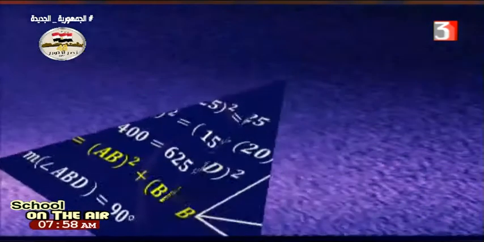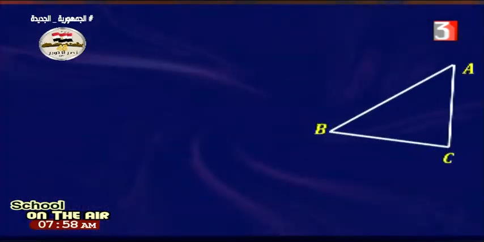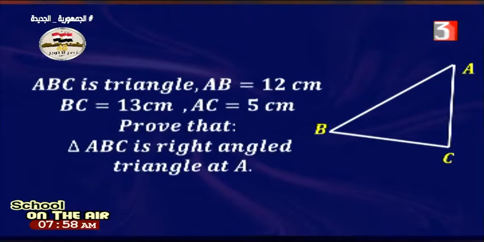Let us have another example. You have triangle ABC. The length of AB equals 12 centimeters. BC equals 13 centimeters. And AC equals 5 centimeters. Prove that triangle ABC is right angle triangle at A. First of all, look carefully. What is the longest side here? It is BC, which is of length 13 centimeters.